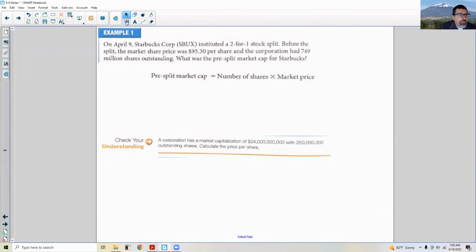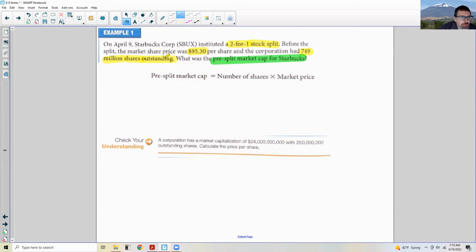Okay, example one. Let me get my highlighter. It says on April 9th, Starbucks Corporation, SBUX, instituted a 2-for-1 stock split. Before the split, the market share was $95.30 per share, and the corporation had 749 million shares outstanding. What was the pre-split market cap for Starbucks? I put the formula down here: the pre-split market cap equals the number of shares times the market price.